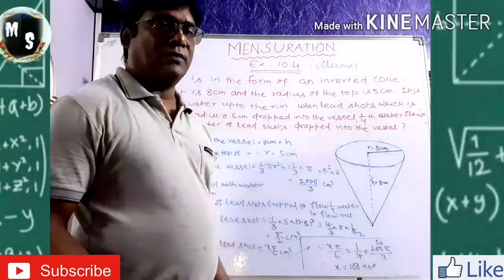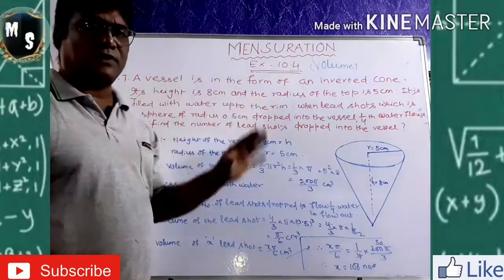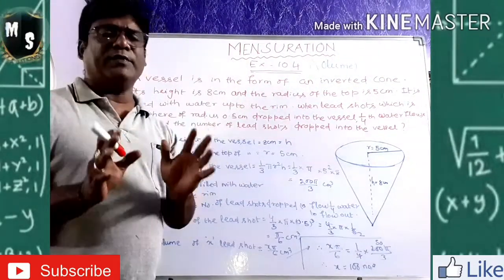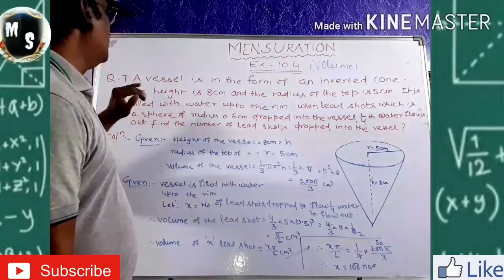Now come to the next sum. The next sum is Exercise 10.4, question number 7. It is an important question. It is often coming in the exam. Frequently it is coming in the exam. So try to understand it.